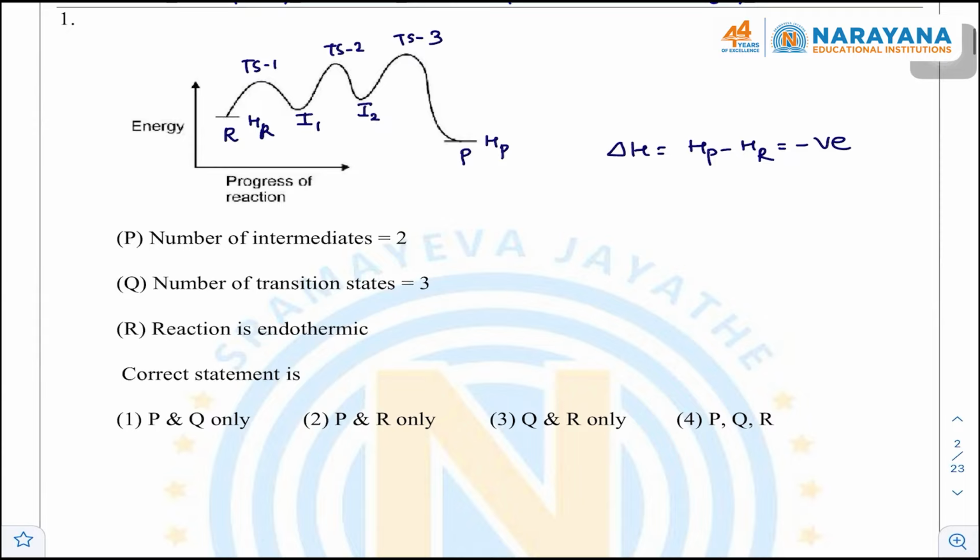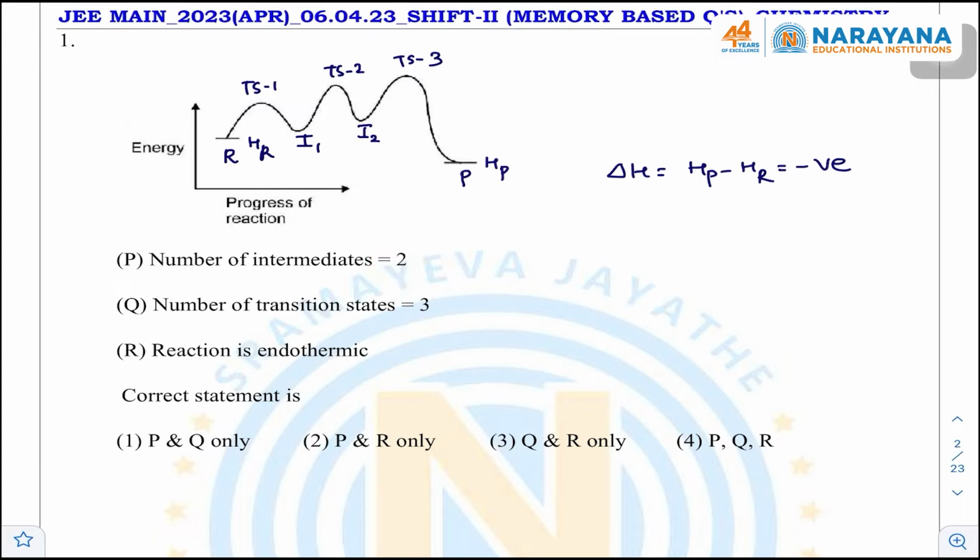The first question here, a reaction coordinate diagram is given and it is asked the number of intermediates involved, transition states involved in the reaction. Now we can see that if a one step reaction is there, in the one step reaction, this is reactant and this is product.